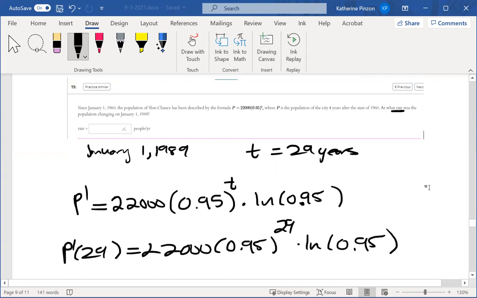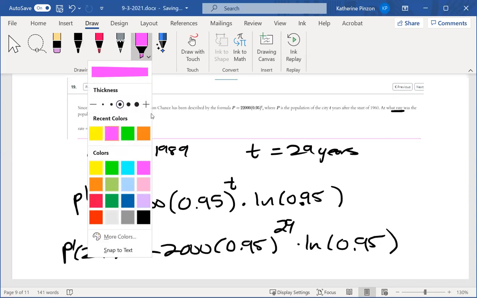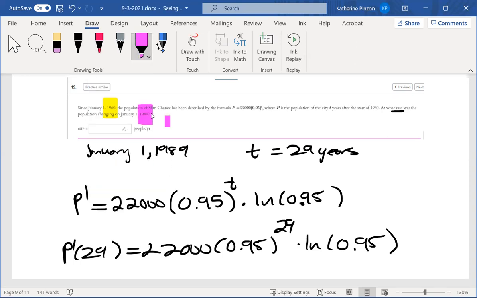I got 29 because they told me that I started in 1960 and they wanted to know where I was in 1989. So I did 1989 minus 1960 and that gave me 29.